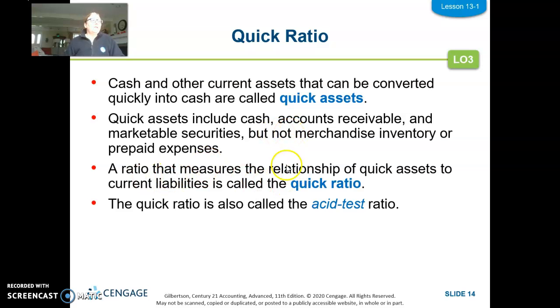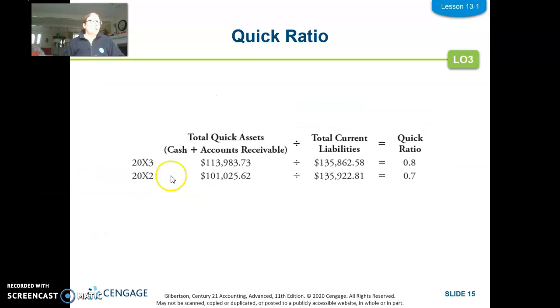The ratio measures that relationship, quick assets to current liabilities. So instead of current assets over current liabilities, it's now quick assets divided by current liabilities. This is also known as the acid test. And this truly shows their ability to pay all their current liabilities pretty much immediately, within a month or two as opposed to over a whole year. So that's the third ratio we're looking at.